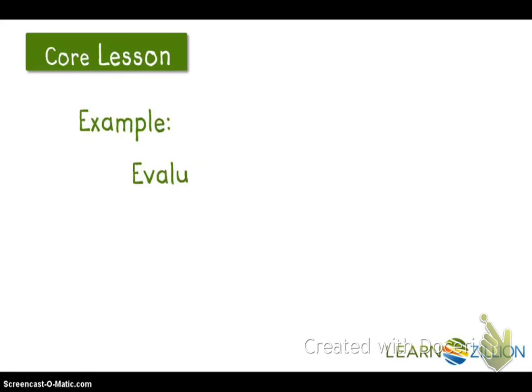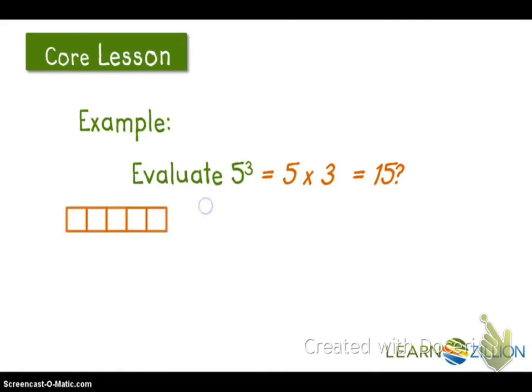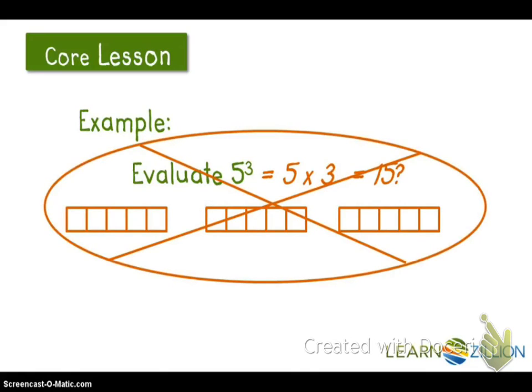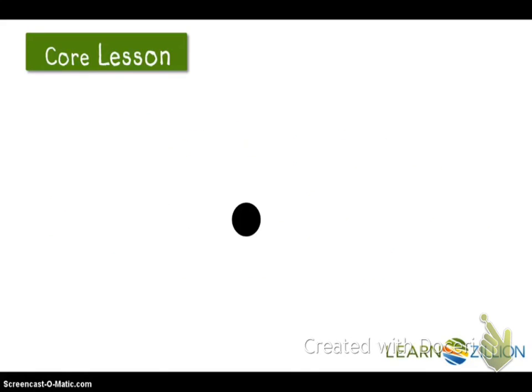Here's another quick example. Evaluate 5 raised to the exponent of 3. Some students may multiply 5 times 3 here and get 15. But 5 to the third does not indicate we have 3 sets of 5. So that is not correct. A base of 5 raised to an exponent of 3 tells us to take a single object, here represented by a black dot, then multiply that by a factor of 5 3 times.